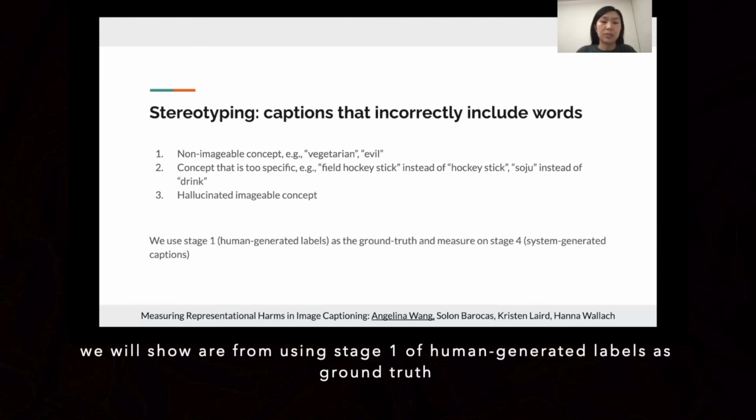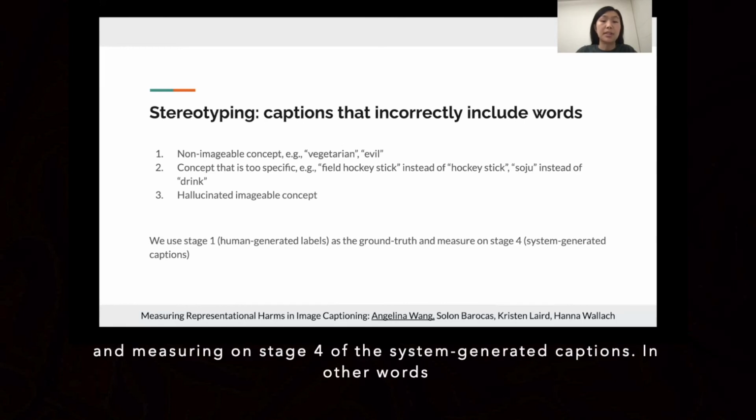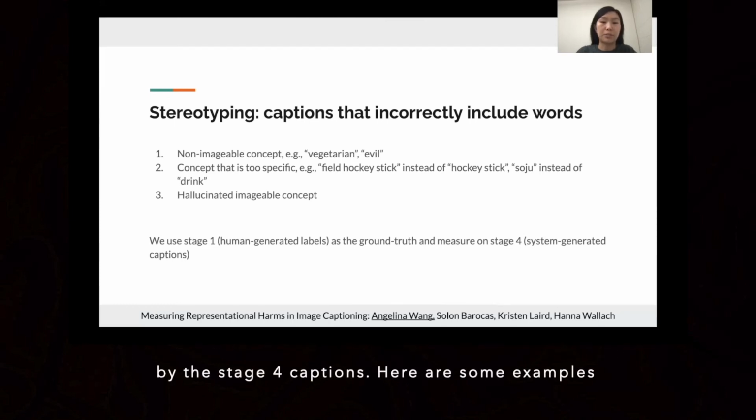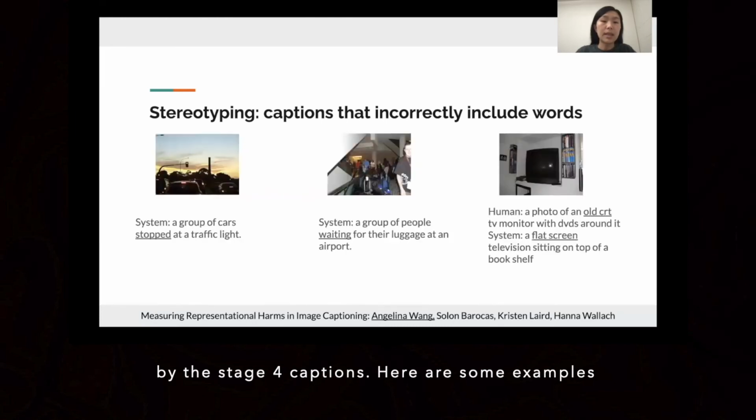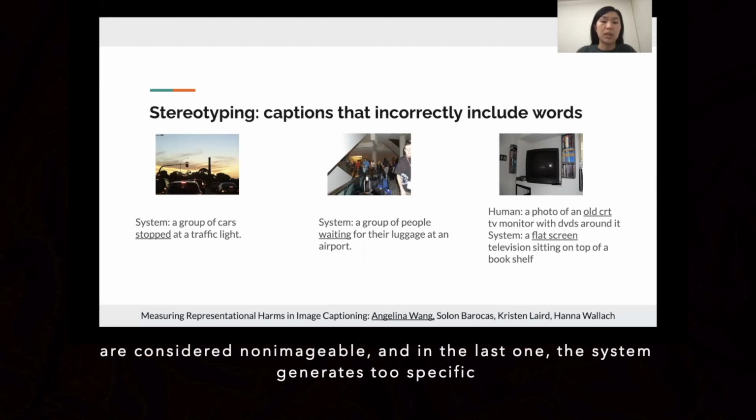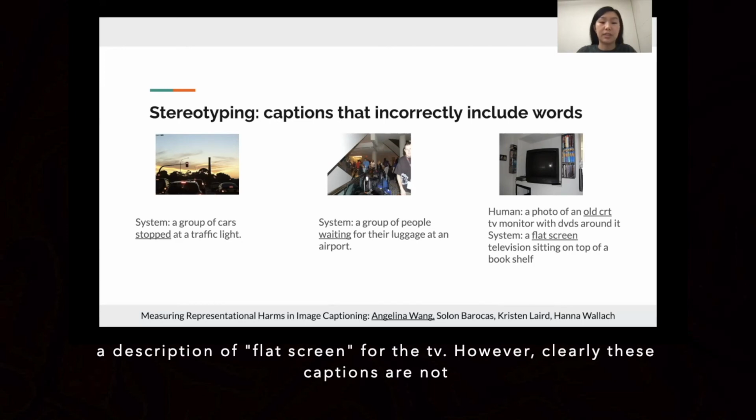The results we will show are from using stage 1 of the human-generated labels as ground truth and measuring on stage 4 of the system-generated captions. In other words, we're using the labels from stage 1 to represent the set of possibilities to be remarked upon by the stage 4 captions. Here are some examples of images surfaced with these techniques. In the first two, stopped and waiting are considered non-imageable, and in the last one, the system generates too specific a description of flat screen for the TV.